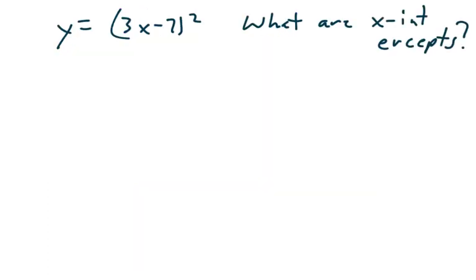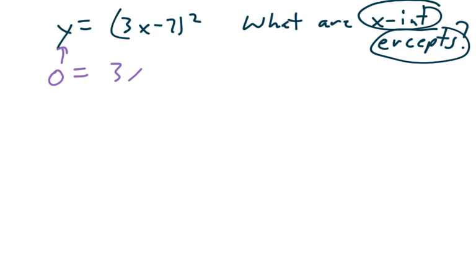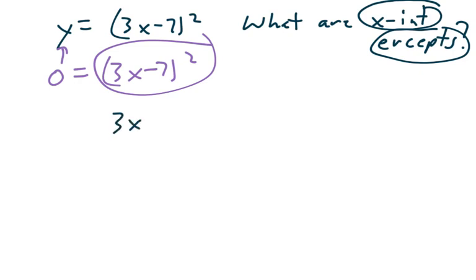All right, let's look at this one here. They're asking for the x-intercepts. Well, what you need to understand, hopefully, is that means that y here must be 0. So if y is 0, how am I going to make this 0? Well, 3x minus 7 must simply be 0. The squared we can kind of ignore because 0 squared, of course, is still 0.